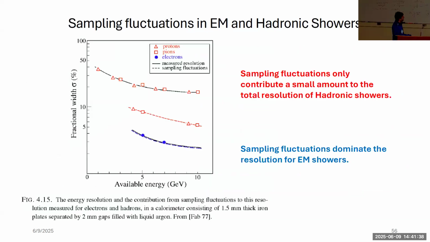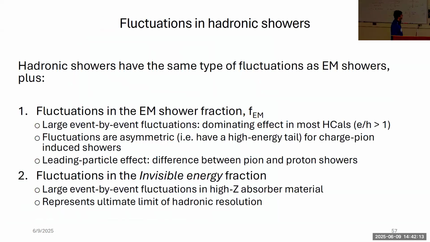So what do I mean by this? Basically what this is saying is that for hadronic showers, the sampling fluctuations only contribute a small amount to the total resolution of the hadronic showers. That's what's shown by comparing these two curves. But the sampling fluctuations dominate the resolution for EM showers. So if you have an EM calorimeter, what really matters for your sampling calorimeter is your sampling fluctuations. But for hadronic calorimeters, what really matters is how you're dealing with the invisible energy losses.